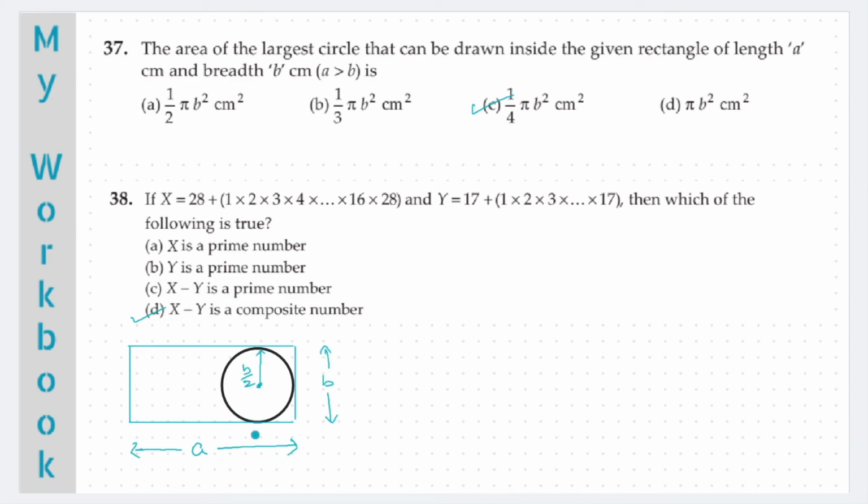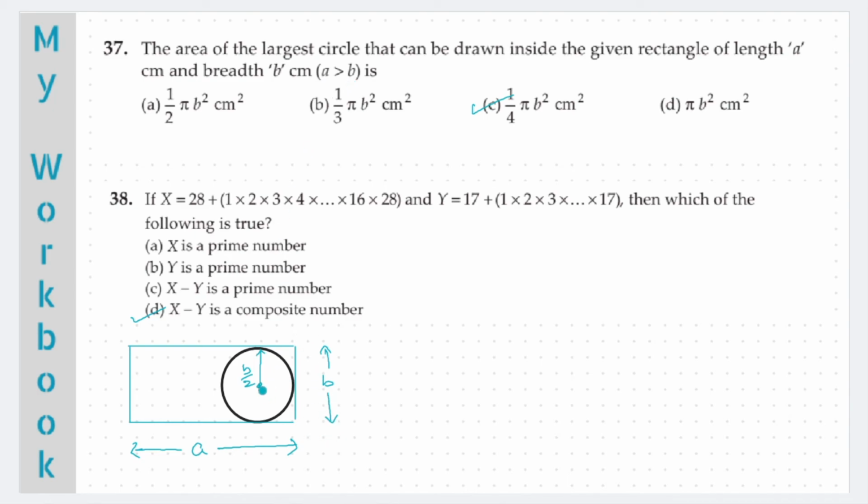So this is the diagram. We have a rectangle where length is A and breadth is B. We need to draw a circle inside the rectangle. The biggest circle will be the one which has the diameter as the breadth. Breadth is shorter than the length, it is given here. A is greater than B, so B is the shorter dimension.